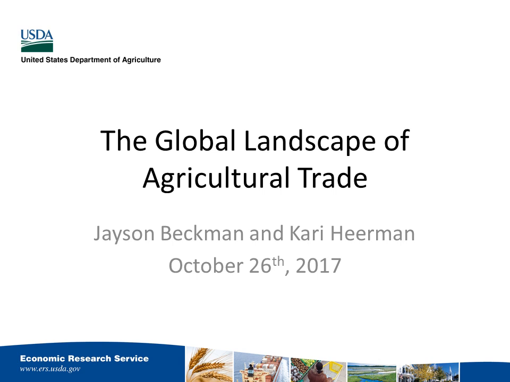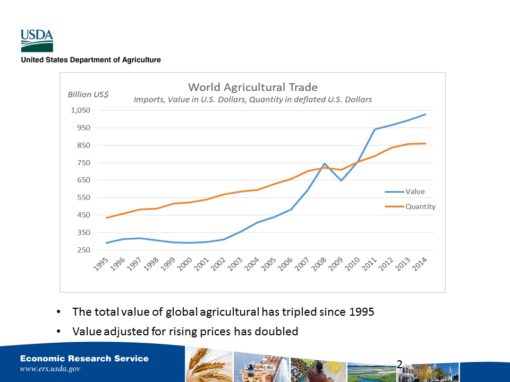Thank you. This is Kari Hierman from the Economic Research Service, and today I'm going to talk about the global landscape of agricultural trade. The first thing to note is that agricultural trade has expanded tremendously over the past 20 years. The blue line in this graph shows that the value of agricultural trade has about tripled since 1995. The orange line shows that even if we take out the effect of generally rising prices for agricultural products, the value or the amount of agricultural trade has about doubled since that time.